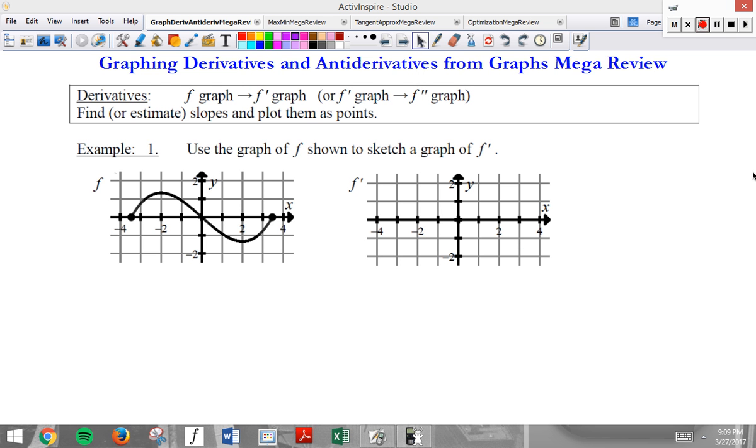Alright, today I'm going to be talking to you about graphing derivatives and antiderivatives from graphs. I think there should be a colon here. It's the Mega Review. So this is another lesson I'm doing by popular demand.